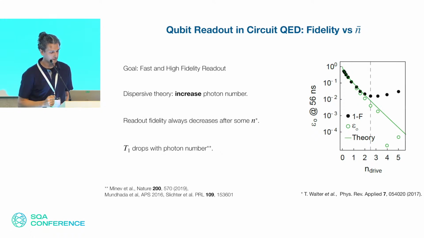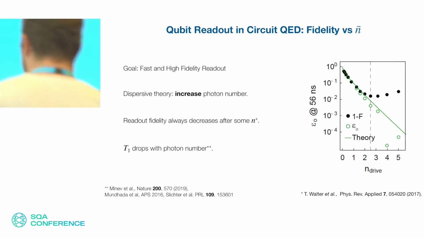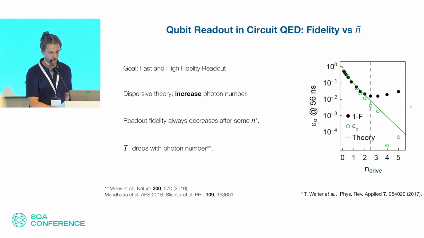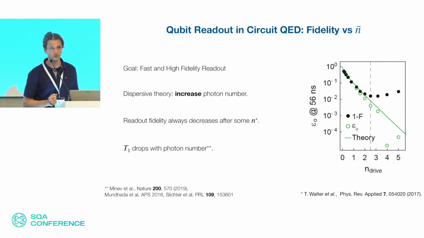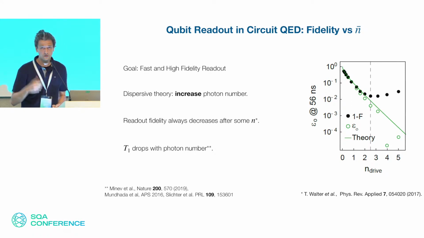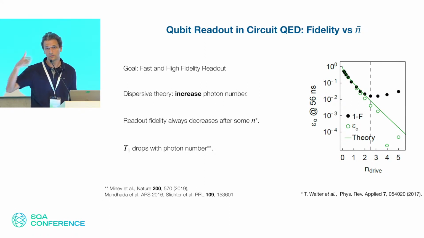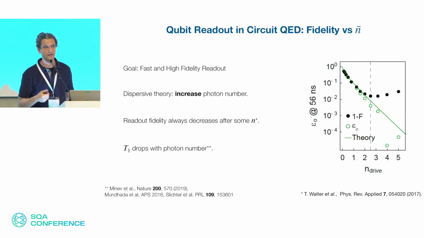But in fact, as experiments show us, in particular here you have a plot from the group at ETH, readout fidelity almost always decreases after some photon number that you put in the readout resonator. In addition to that, the T1 of the qubit, so its coherence, actually drops also as a function of the photon number in the resonator. So both of these are problems that we're trying to address.